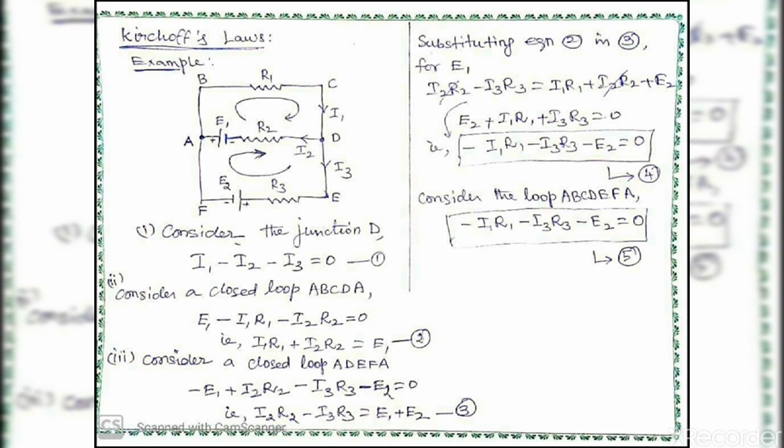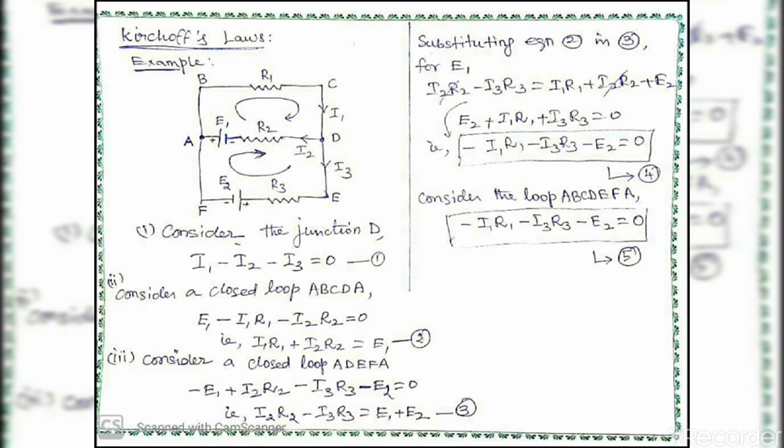So B to C, there is a potential drop at R1. The potential drop can be written as I1 R1. V equals IR, we know, from Ohm's law. So the potential drop through R1 equals I1 R1. It is taken as minus because we move from positive to negative, so voltage drop. So minus I1 R1.